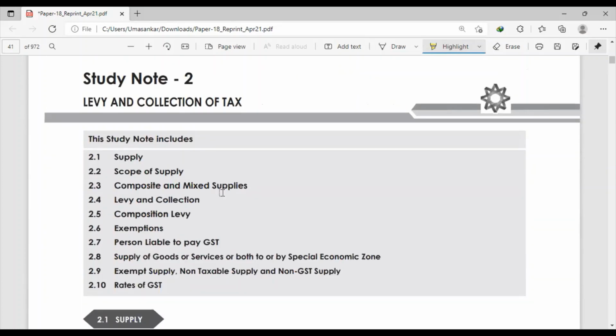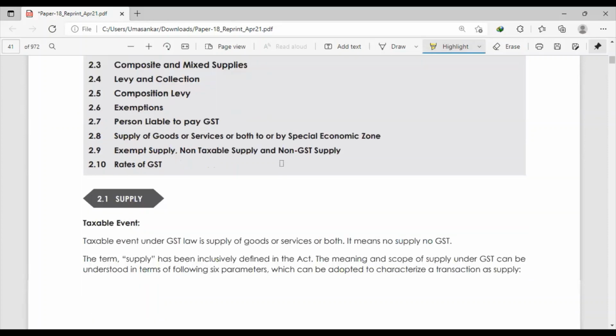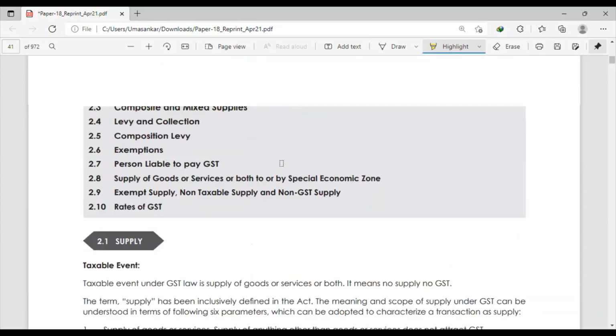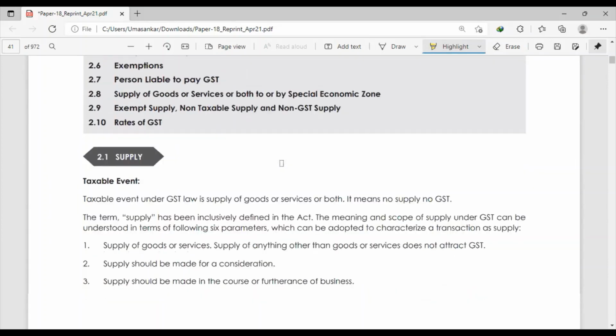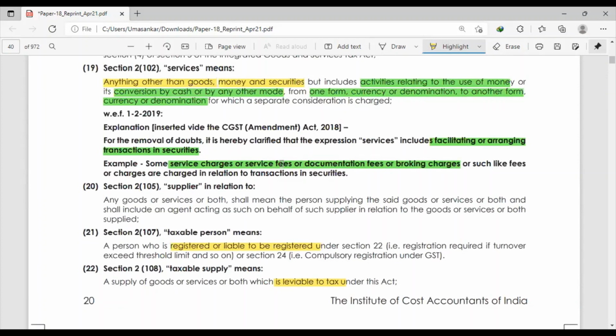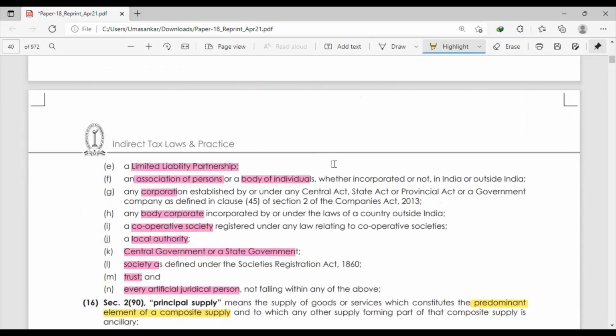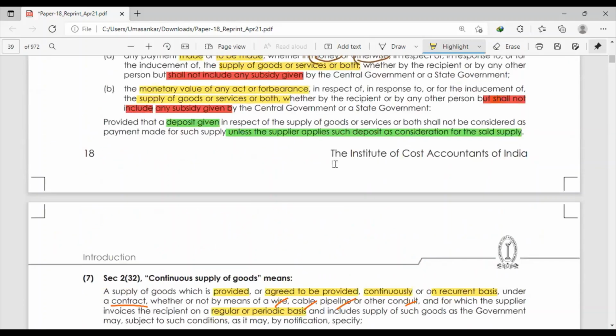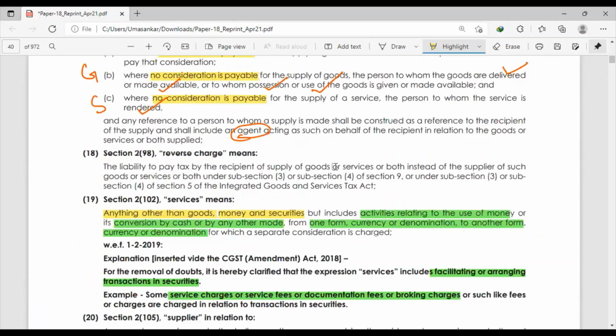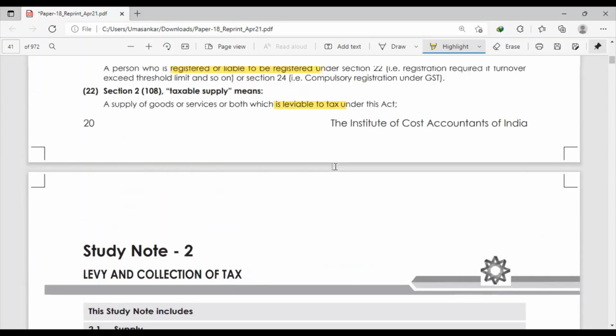Let's end today's class. In the next session, we'll start levy and collection of tax, chapter 2 or study note 2. For the timing, if you have any doubt, just let me know. Yes, sir. Just tell me your doubt. No doubt. Shall we end our session today? Yes. Okay, we'll continue in the next class.